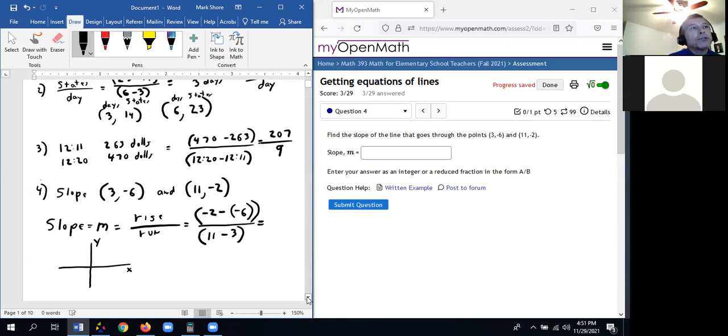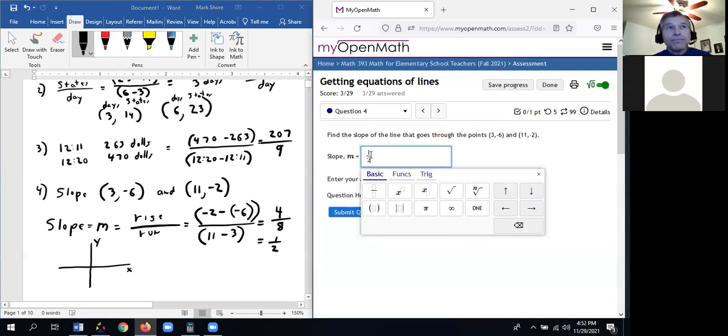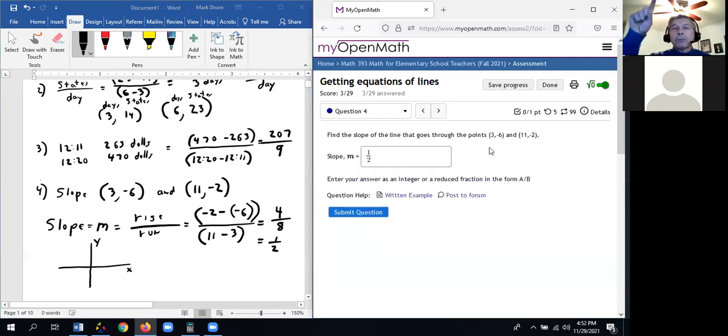So what's -2 minus a -6? Well, 2 negatives make a positive, so this is the same as -2 plus 6, and -2 plus 6 is 4, and 11 minus 3 is 8. Now this one says write it as a reduced fraction, and 4/8 reduces down to 1/2. And that would be it. That's the slope there, 1/2. You can graph these as well and just count how many points it went up. So that's another way of doing it there.